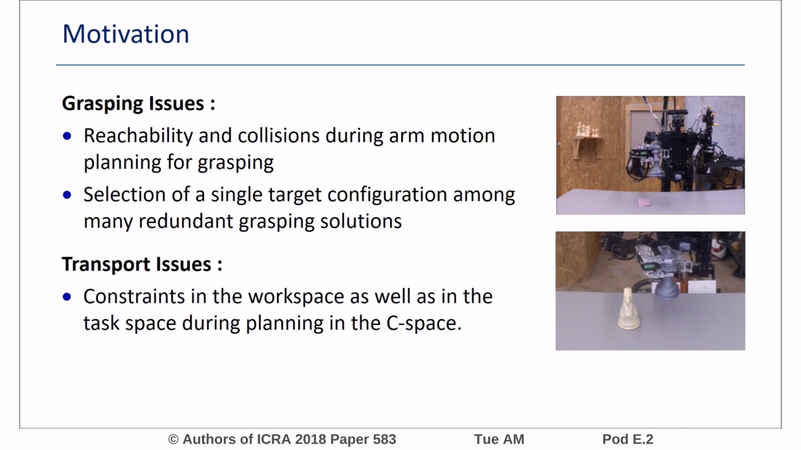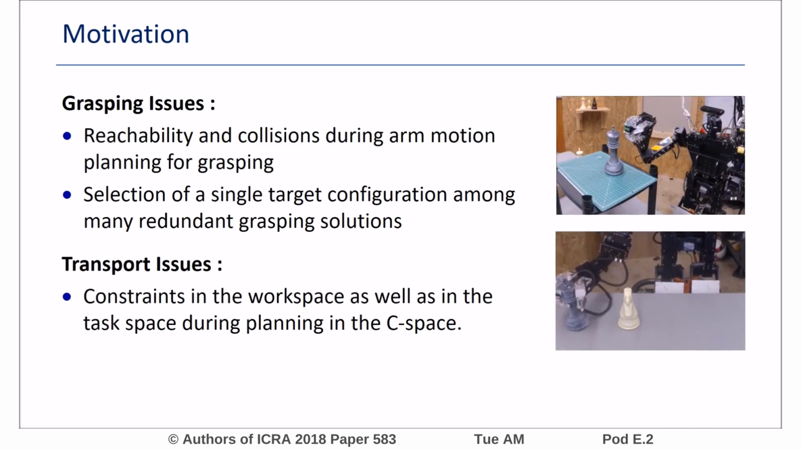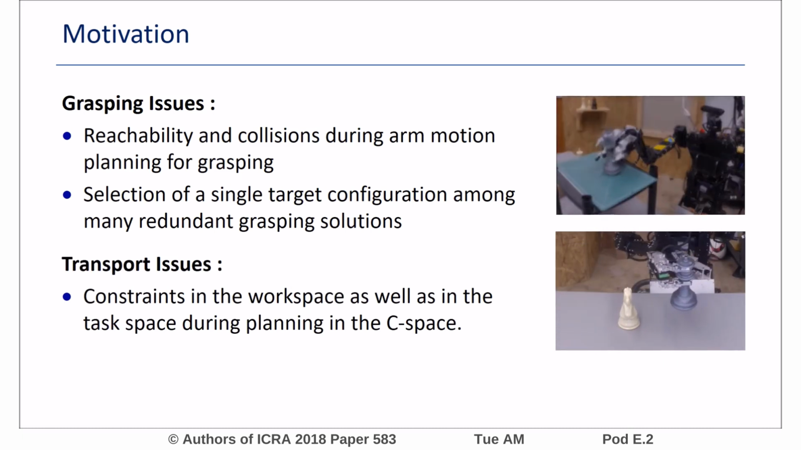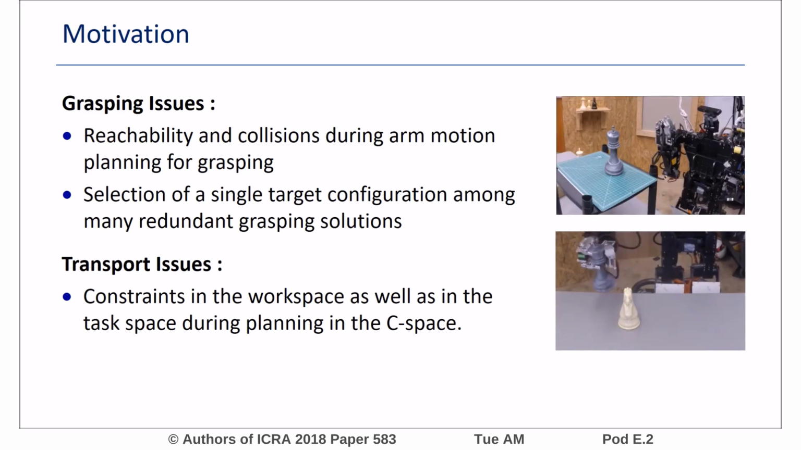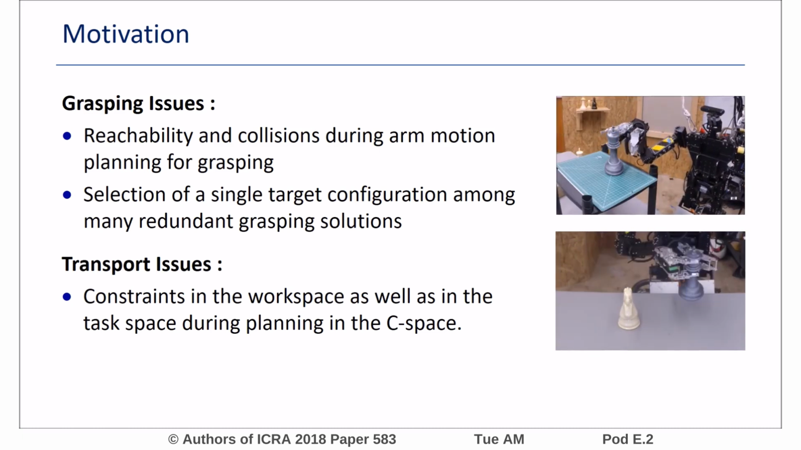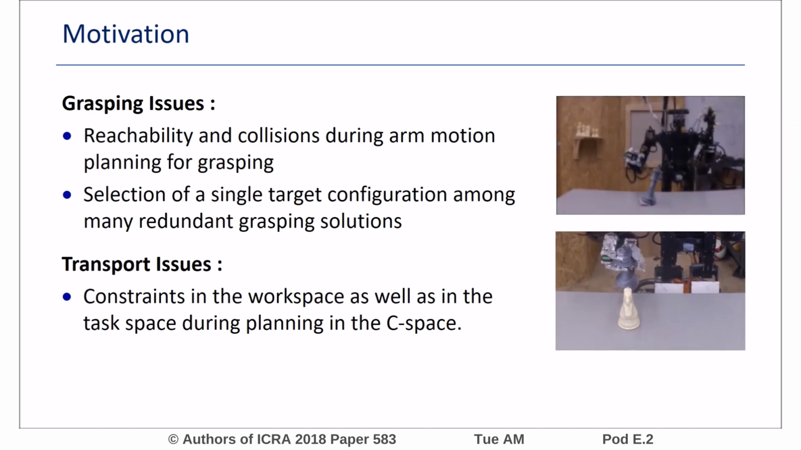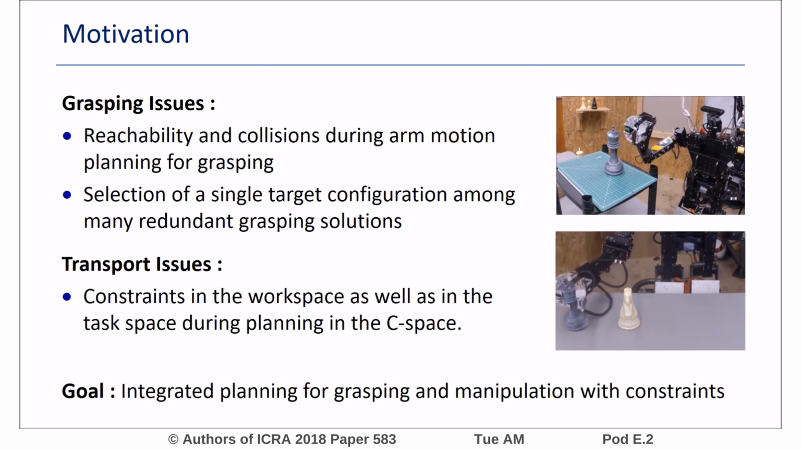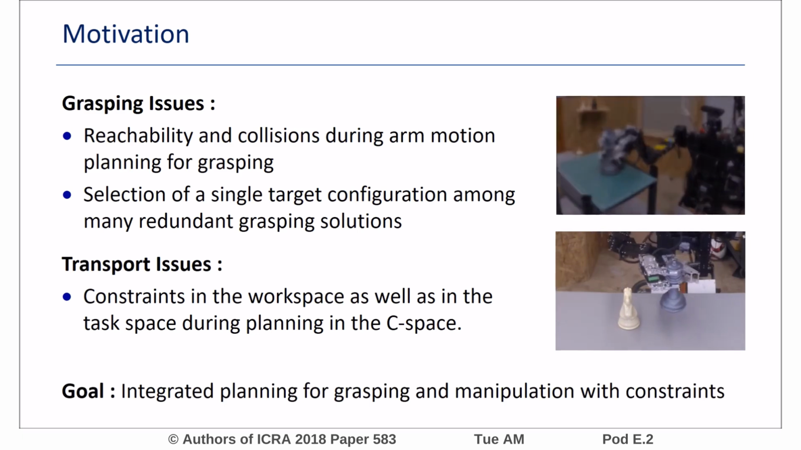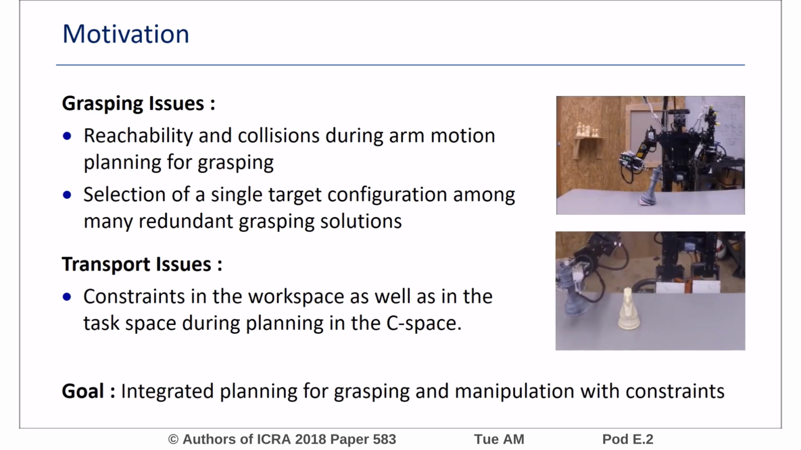Next, for the transport motion planning, we need to consider many kinds of constraints. For example, we need to conserve the end effector's orientation while avoiding obstacles. Moreover, the target end effector in the task space is usually given as a position without specific arm configurations. In order to deal with these issues, we suggest an integrated planning algorithm for grasping and manipulation with constraints.